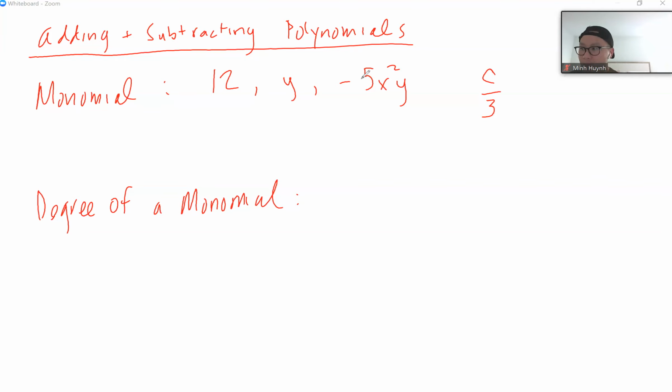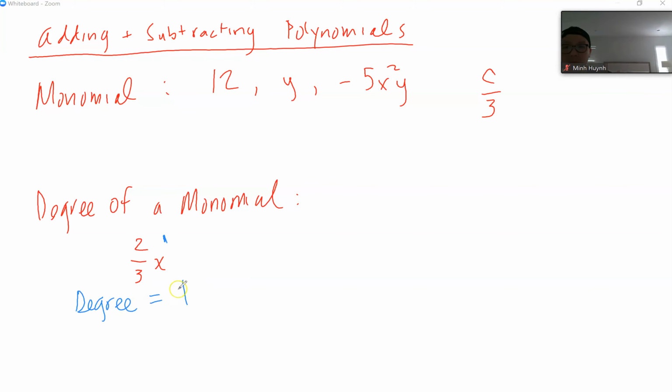Now, the next part is talking about the degree of a monomial. The degree of a monomial is the sum of the exponents of its variables. Sounds complicated, but it's pretty simple. Let me go over a couple examples. If I have 2 over 3x, that's a monomial, and they're asking, what is the degree of the monomial? Well, all you have to do is figure out what my exponent is. You were taught before that there's an invisible exponent right over here. So in this case, my degree would just be 1.